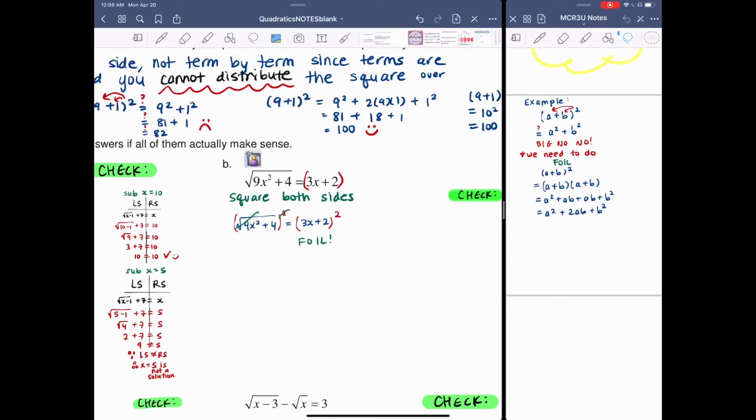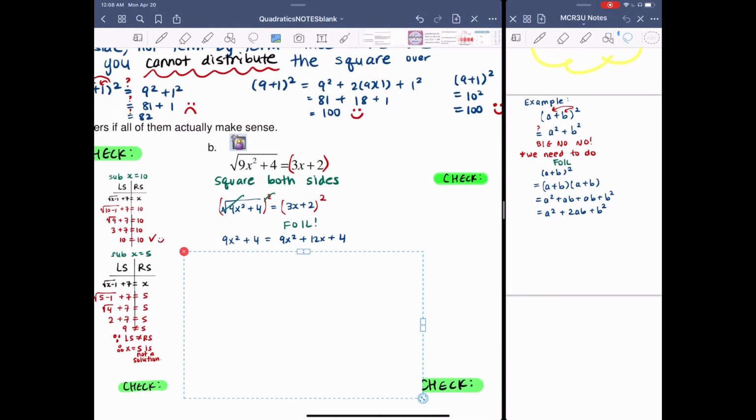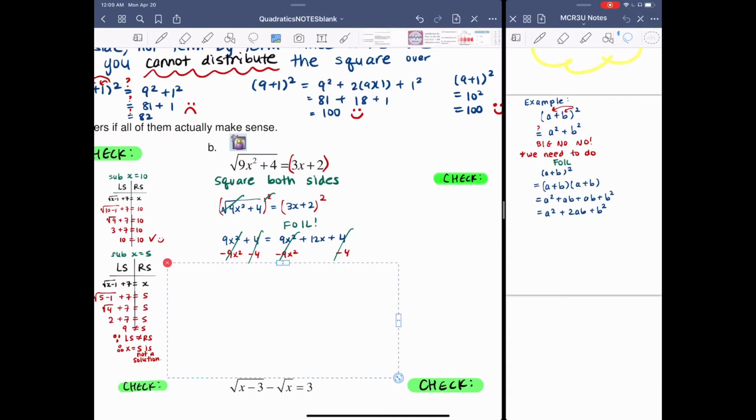I'm going to do 2 times 3x, which is 12x, and then 2 squared, which is 4. And as you can guess, as a next step, I'm going to move everything to one side. Okay. All right. And so that gets rid of those. And actually, it also gets rid of those. And you might get stumped if you're surprised to see this, but don't be scared. You get 0 equals 12x.